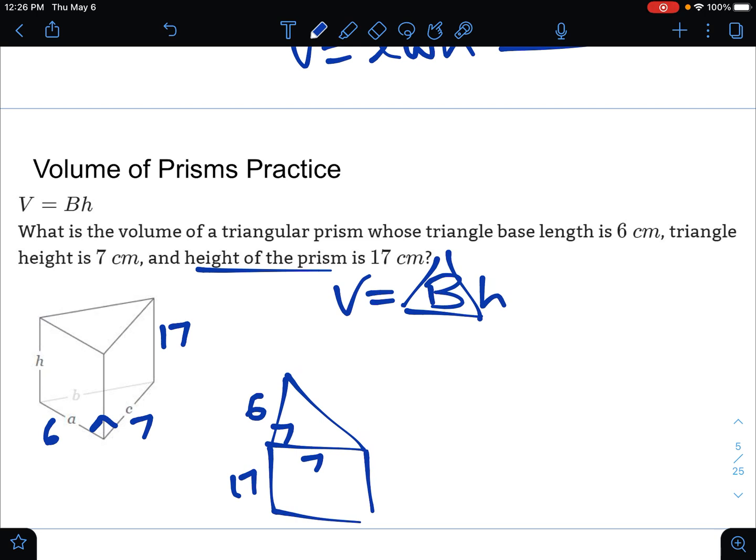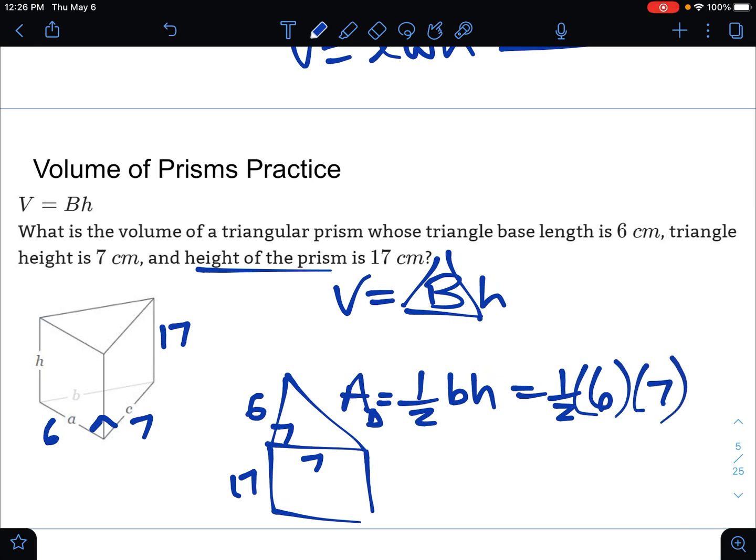So a little bit more complicated here. So basically we want to find the area of the base first, which is 1/2 base times height for area of a triangle. So it'd be 1/2 times 6 times 7. So 1/2 of 6 is 3. So 3 times 7 would be 21 centimeters squared would be the area of the triangle. So 21 for the capital B. And then that times 17 would be the volume.